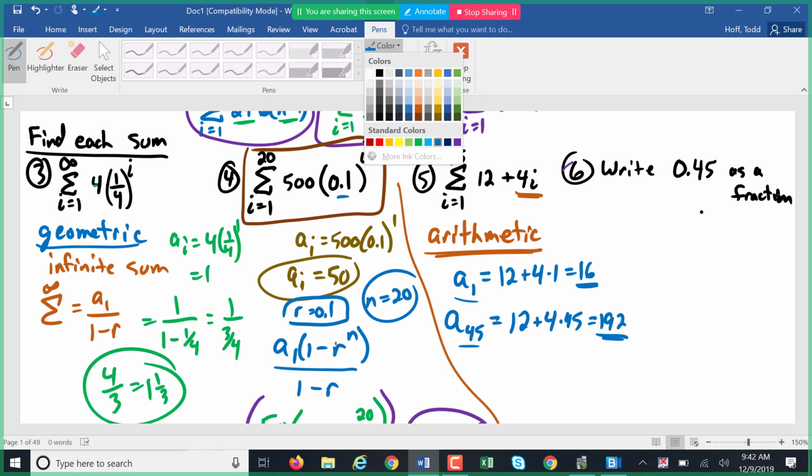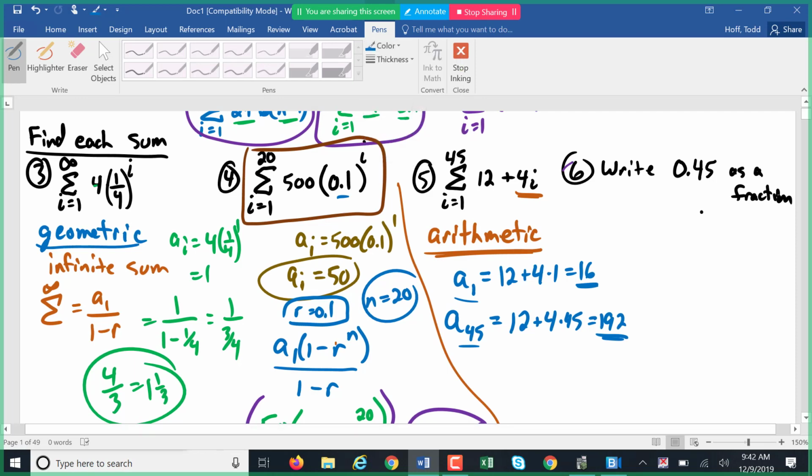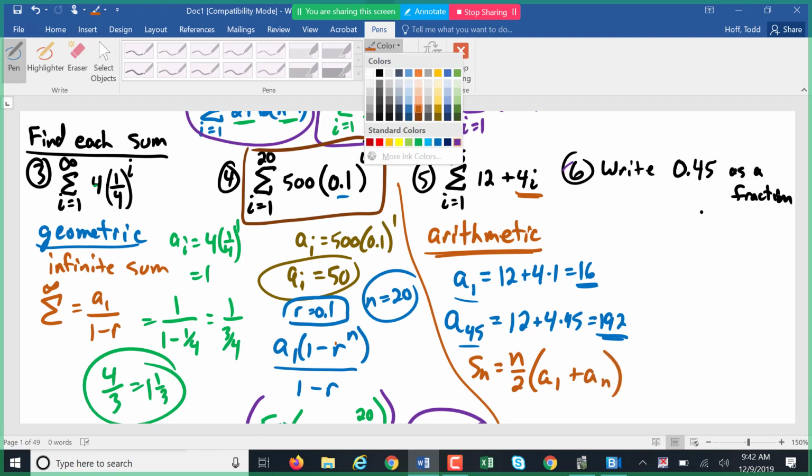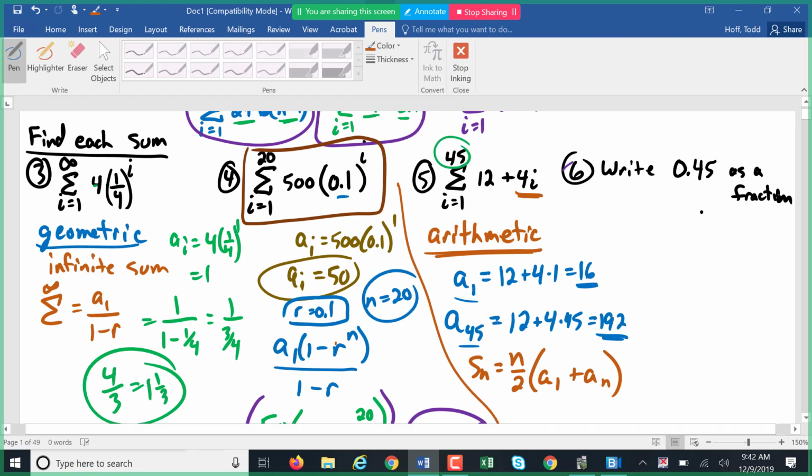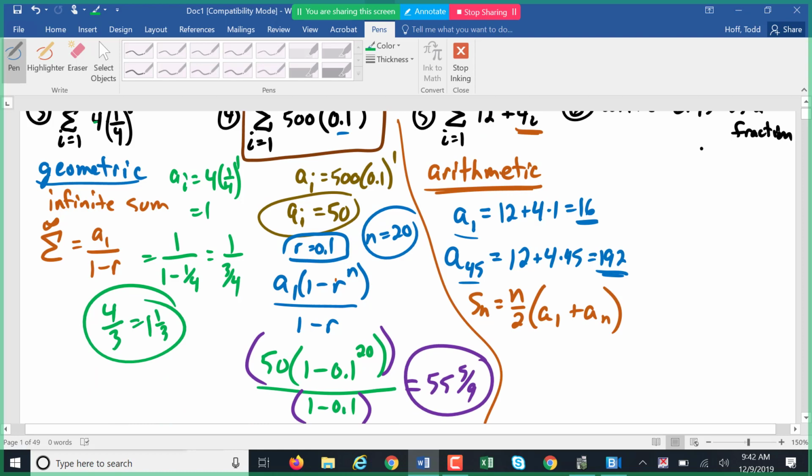And remember, the formula for a finite sum for an arithmetic sequence is that the sum is equal to n over 2 times A1 plus AN. So n is 45. That's our highest index, 45. So this will be 45 over 2 times 16 plus 192.